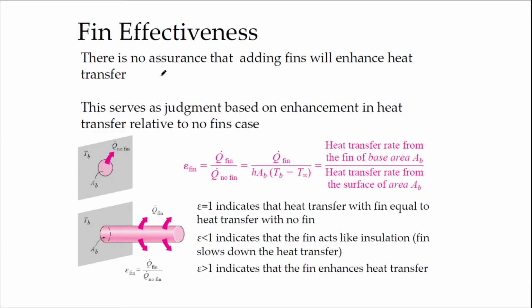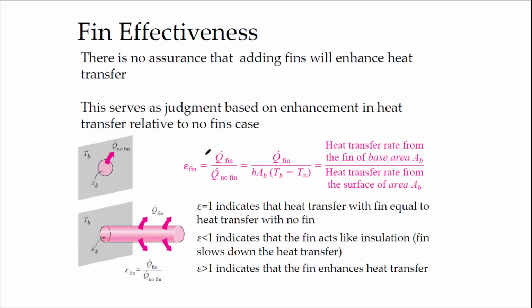So next we are going to look at the extension of efficiency, which we call fin effectiveness. There is no assurance that adding a fin will enhance heat transfer. So the fin effectiveness will serve as a judgment based on the enhancement in heat transfer relative to the no-fin case. Fin effectiveness calculates whether adding a fin will help in removing heat away. The goal of the fin, of course, is to pull out Q from the base. But from the fin effectiveness calculation, we know whether it's effective or not.